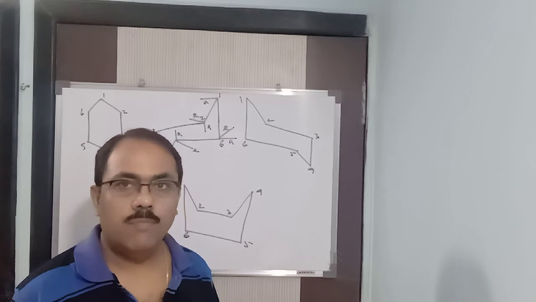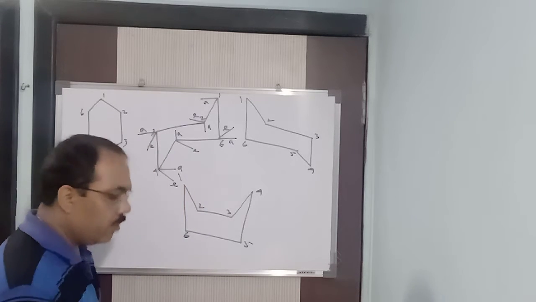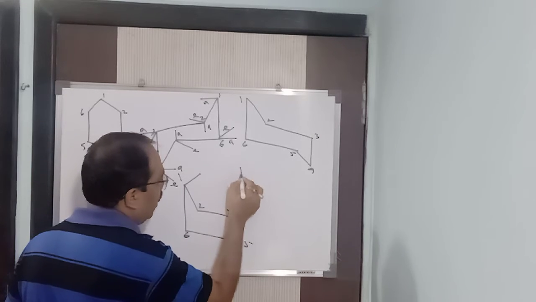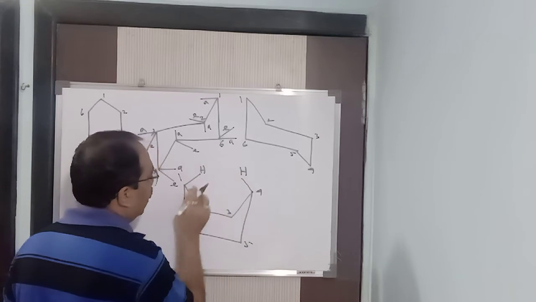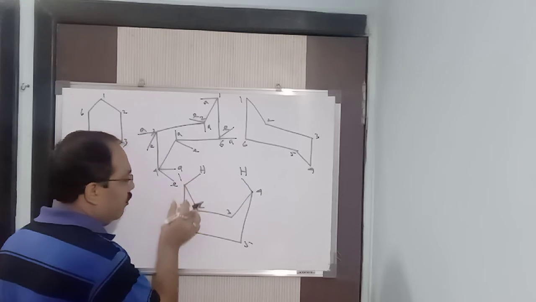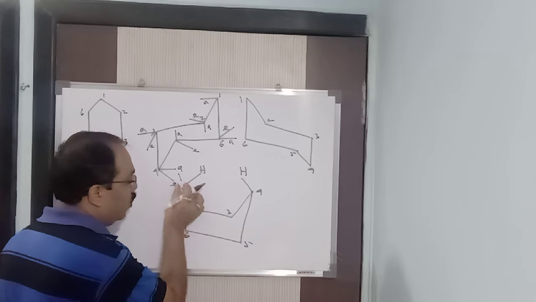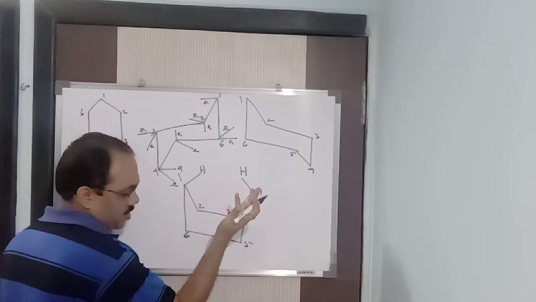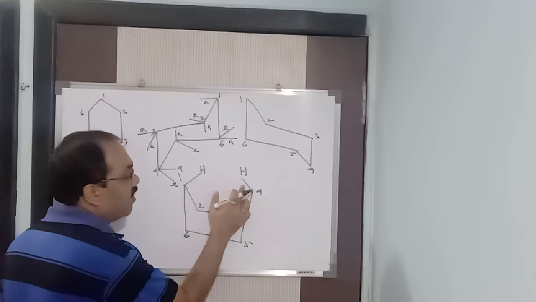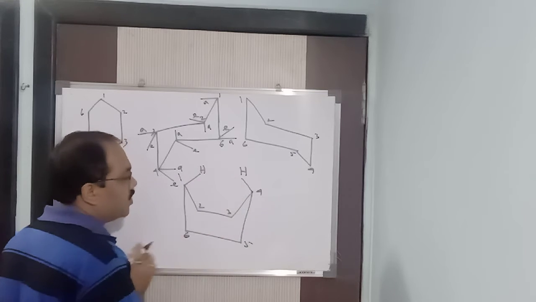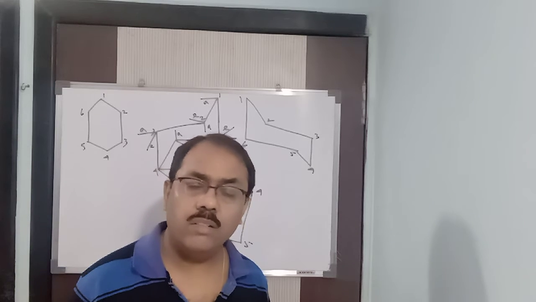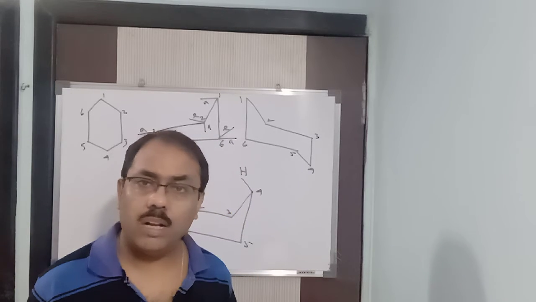Moreover, in the boat conformation, you can see the hydrogen atom. This is the hydrogen atom. This is called a flagpole hydrogen atom. The name is given flagpole because it looks like a flagpole. I don't know what the scientists were thinking, but it looks like one. So it is known as the flagpole hydrogen atom, and they are eclipsed. They are eclipsed, the flagpole hydrogen atoms.